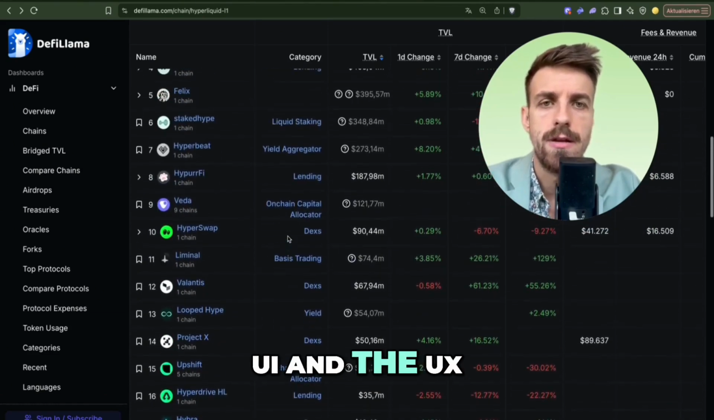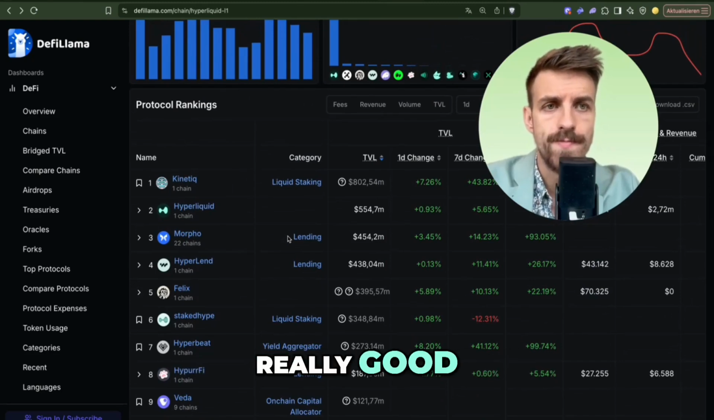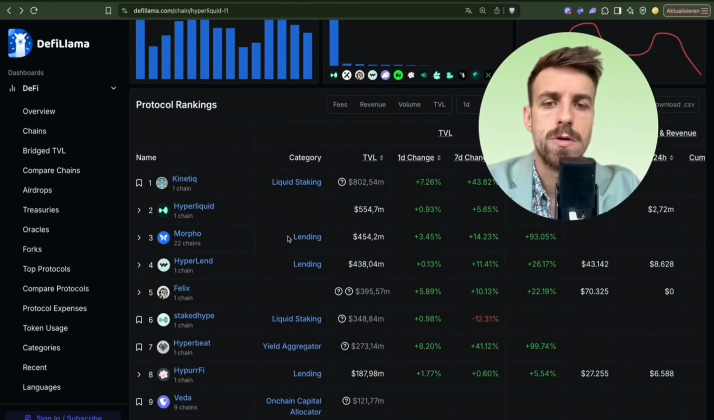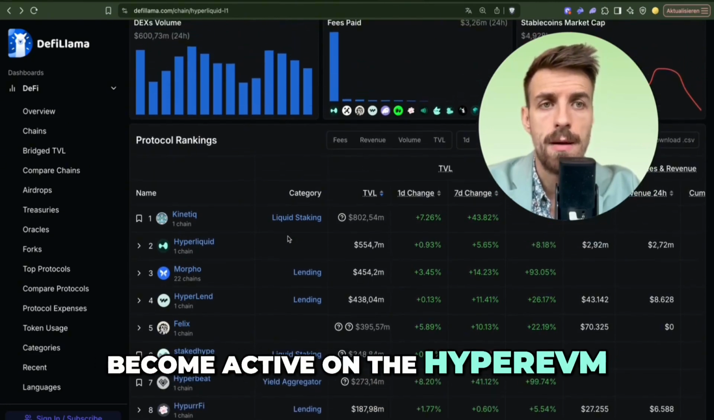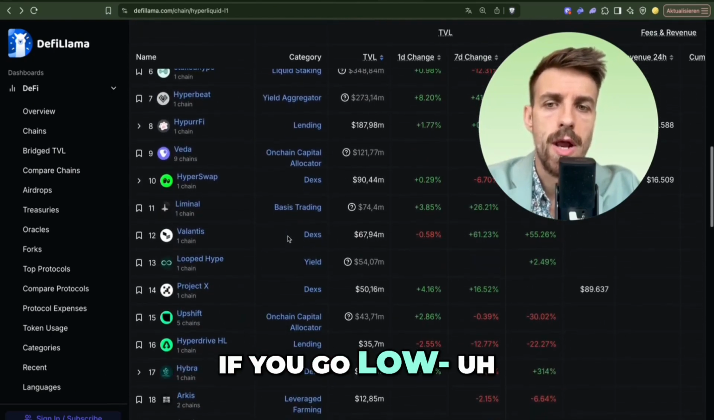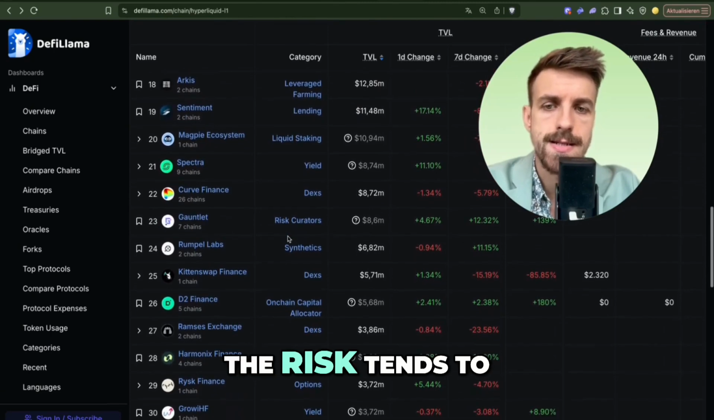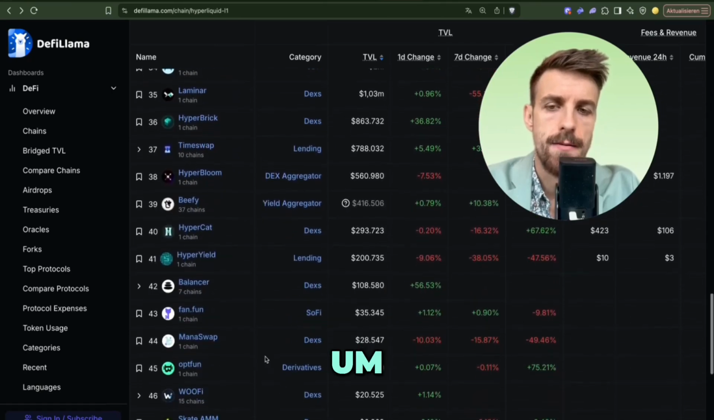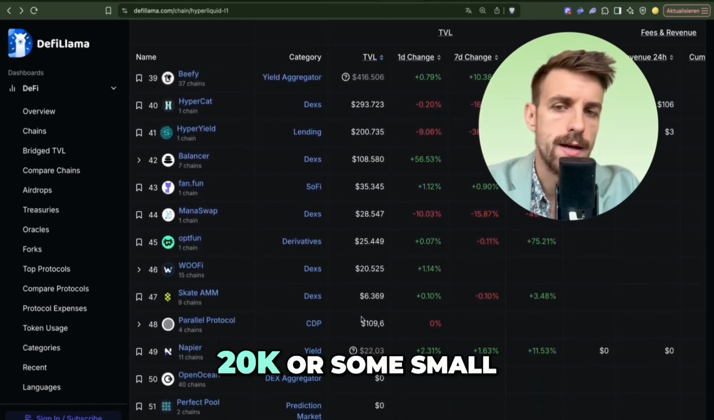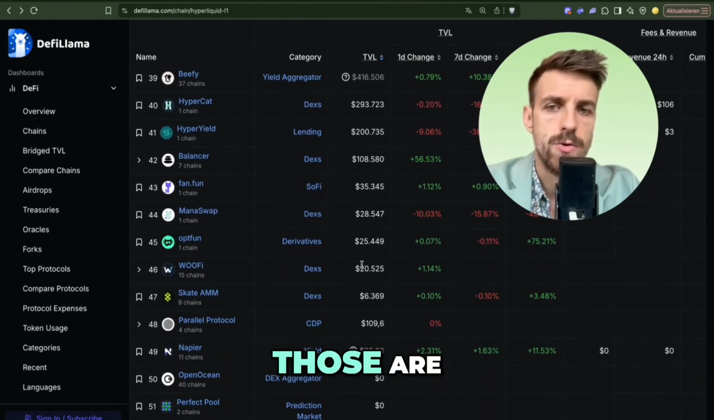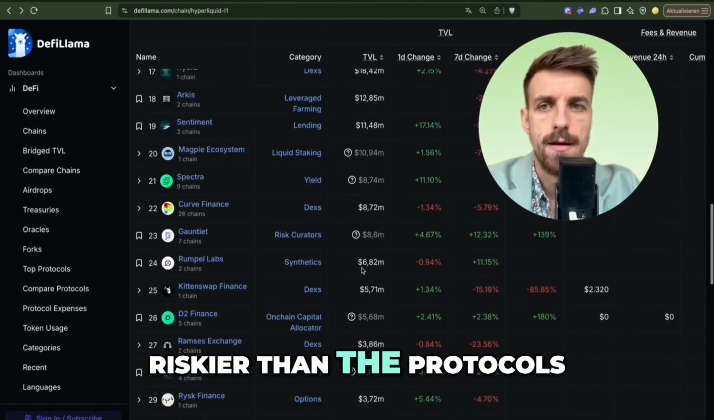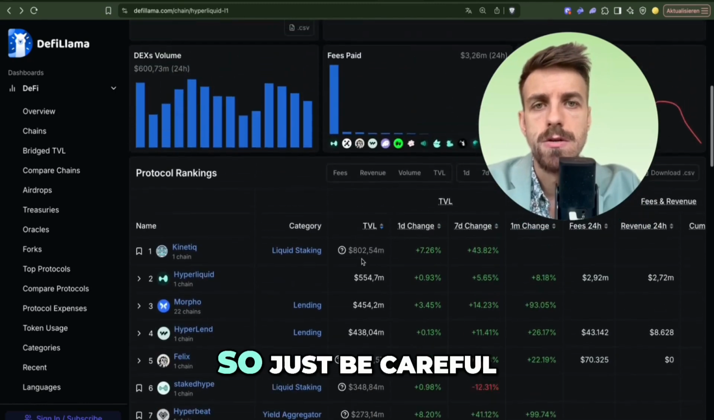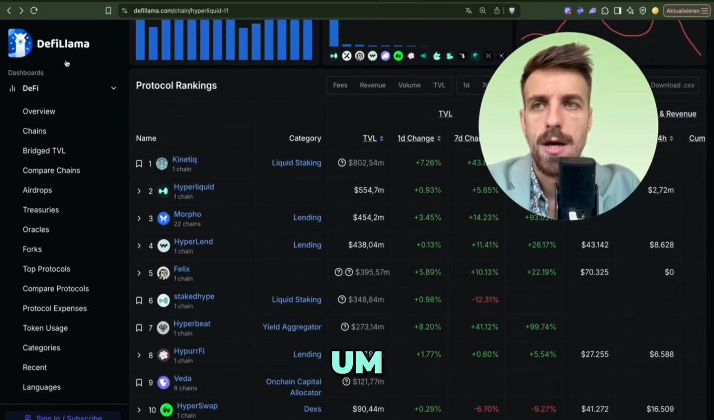Overall, I would say the UI and UX on HyperEVM is really, really good. So even if you are a beginner, it should not be too complicated for you to become active on HyperEVM. Of course, if you go lower on this list, the risk tends to increase, because the smaller the project is, if they have like 20k or some small number in TVL, those are of course riskier than the protocols that already have like 100 million in TVL, which makes sense. So just be careful on that one.